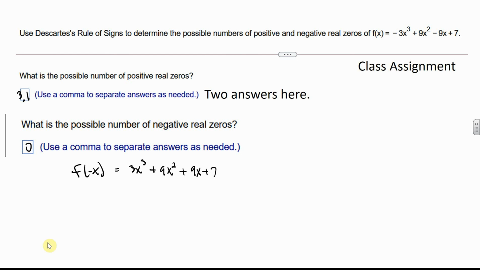Does that make sense? Sign changes, I noted. If it goes from plus to minus, that's 1, right? If it goes from minus to positive, that's 1. But if they're all positive, no sign change, 0. If they're all negative, no sign change, 0.